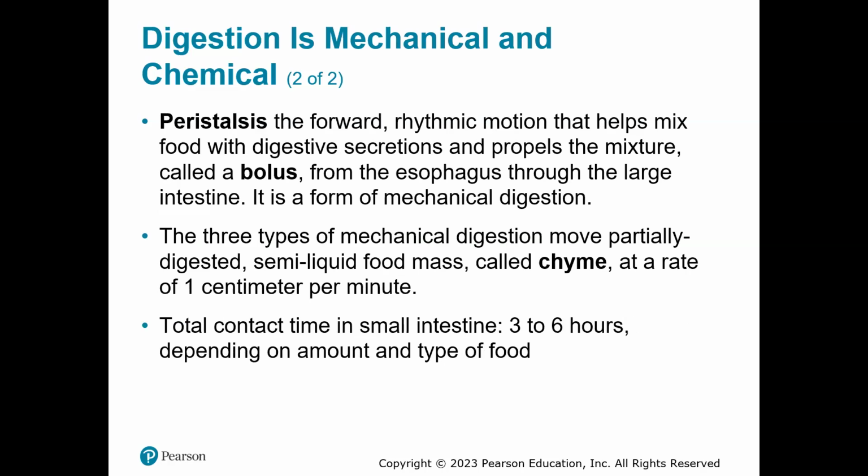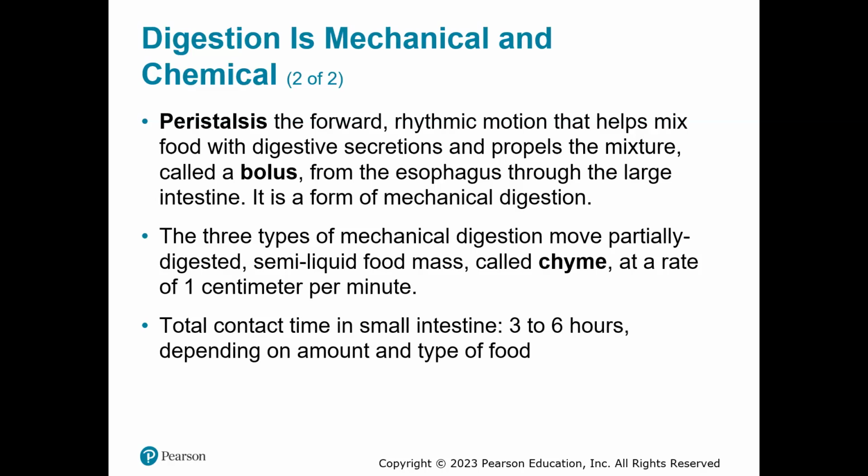All right, and then our next smooth muscle movement that we have in the digestive tract is called peristalsis. And this is where the smooth muscle contracts and relaxes in rhythmic waves, and it's what helps propel the food along the digestive system. It propels it forward along the digestive system.